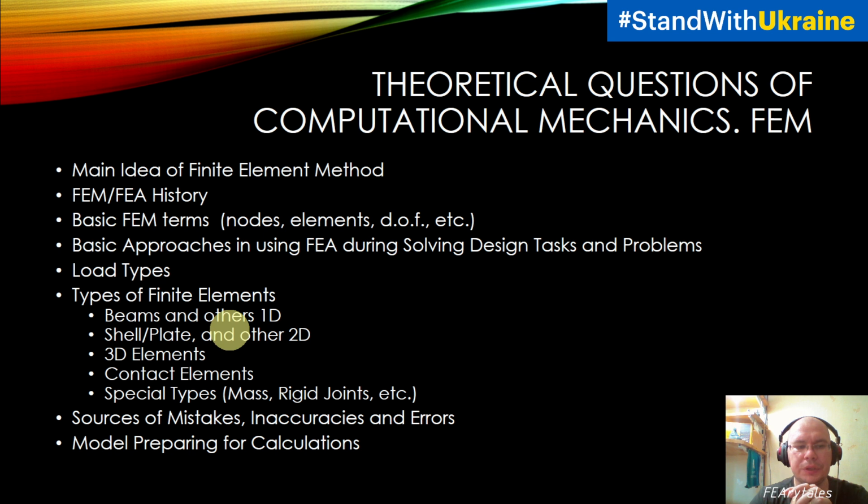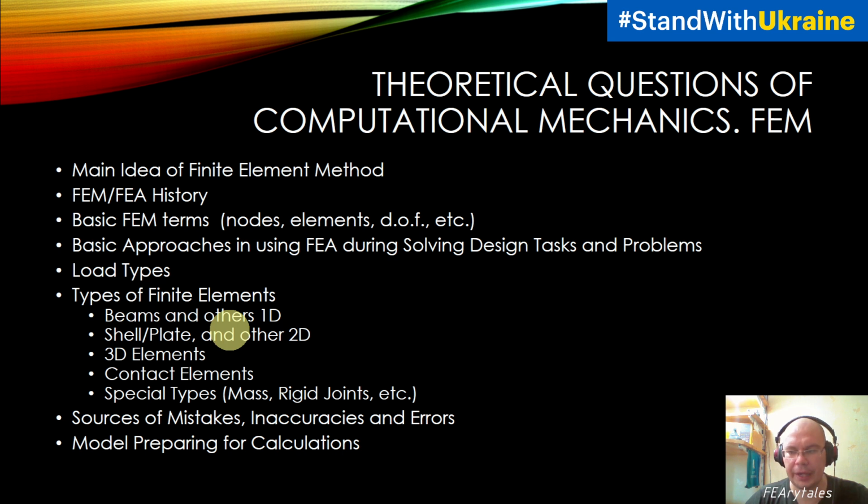We'll talk about different types of finite elements. We'll talk about 1D elements, such as beam, bar, links, spring, and so on. We'll talk about 2D elements: shell, plate, membranes, and so on. We'll talk about 3D elements. We'll talk about simplified 3D elements.